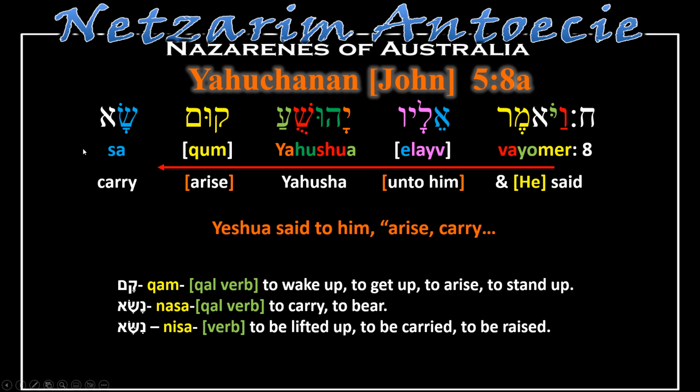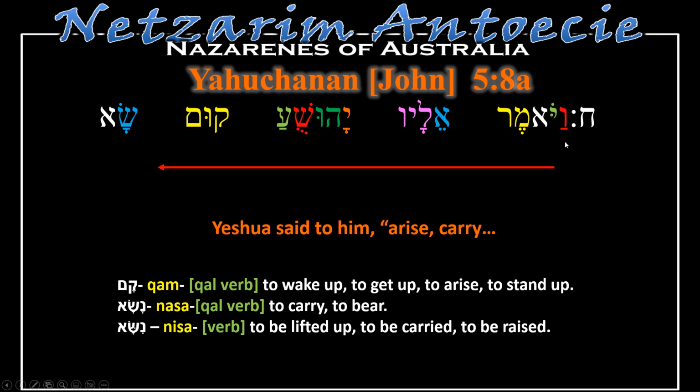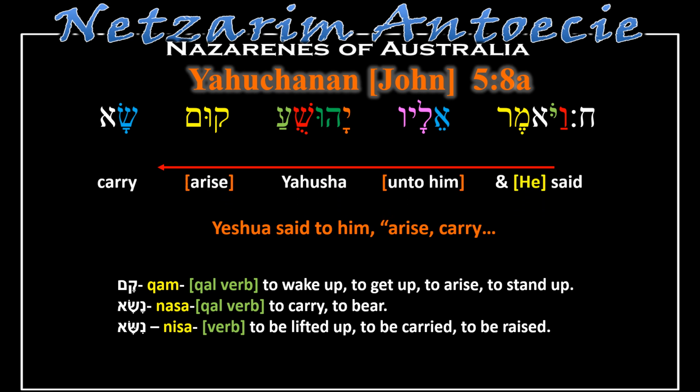So you'll find in Hebrew, they often drop letters off, but we just have to understand its root word. So it's only sa. Instead of saying nasa, they just say sa. I think it may be an imperative form. Yeshua said to him, arise, carry. So now we can read that. Vayomer, Elev, Yahushua, kum, sa. And he said unto him, Yahusha, arise, carry.